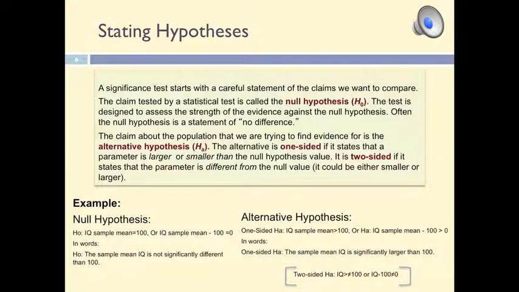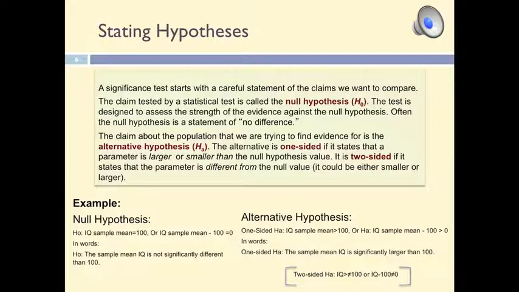If we demonstrate that this null hypothesis is false, then its opposite must be true. The opposite of a null hypothesis is called the alternative hypothesis. The notation used for the alternative hypothesis is HA. For our example, the alternative hypothesis is that the sample mean is significantly different than 100, or that there is a significant difference between the sample mean and the population mean of 100. Either one of these statements is correct.